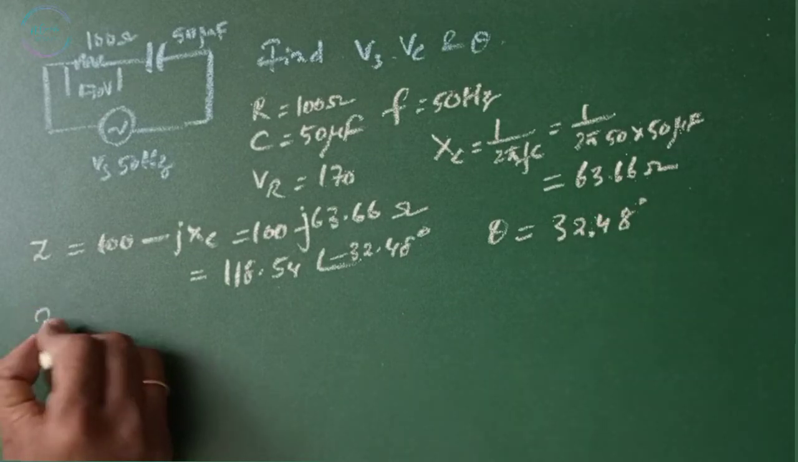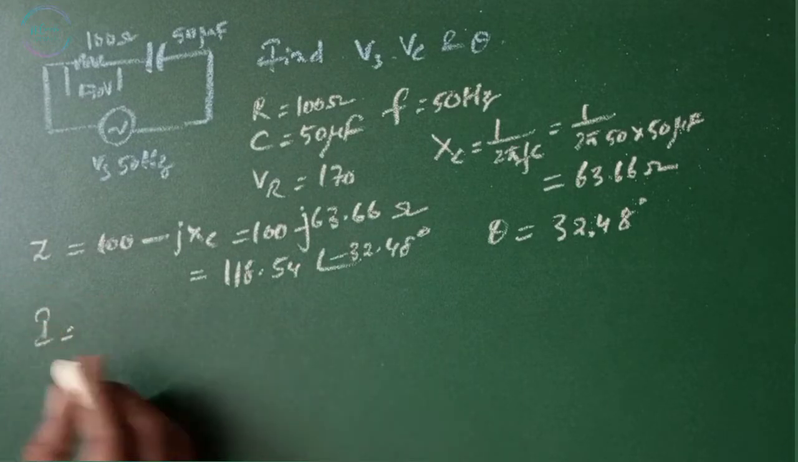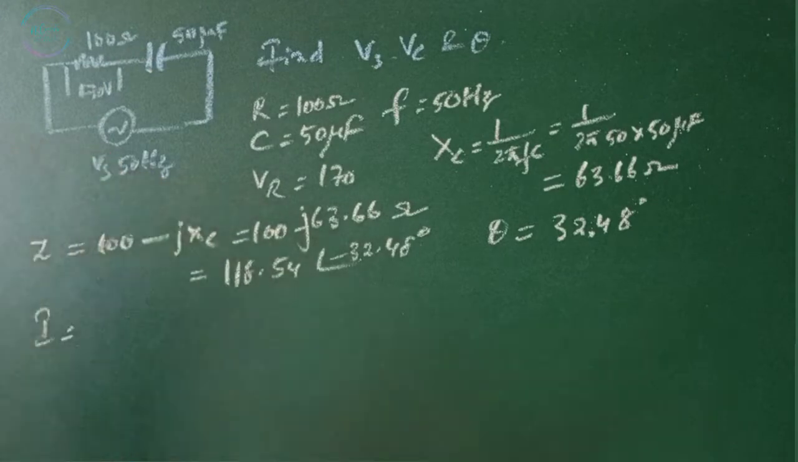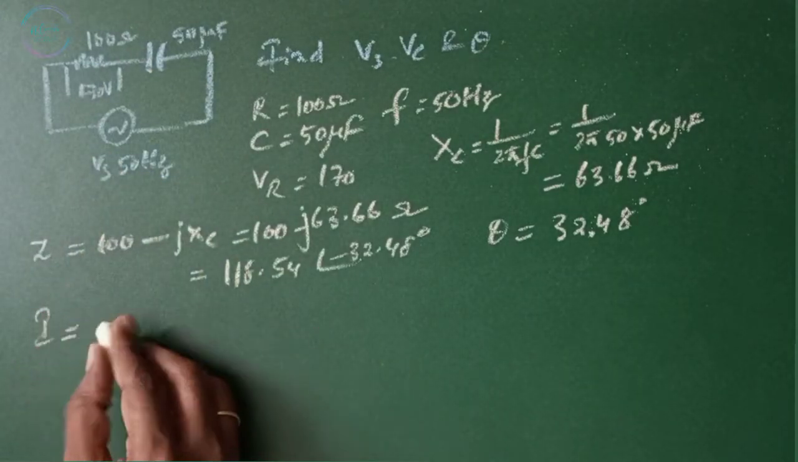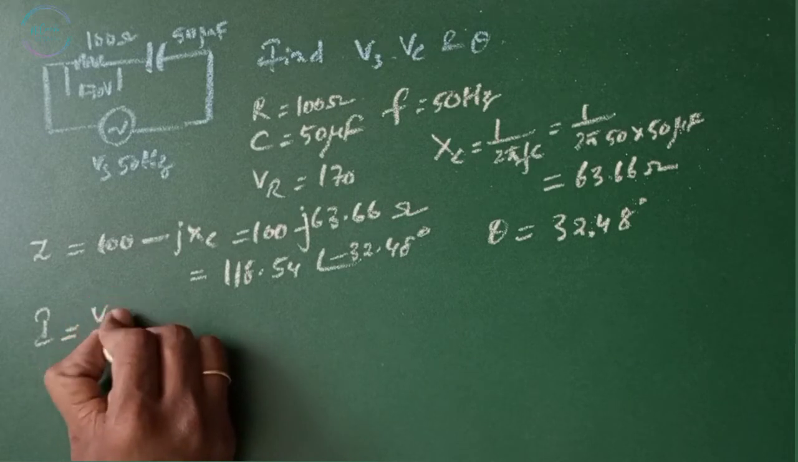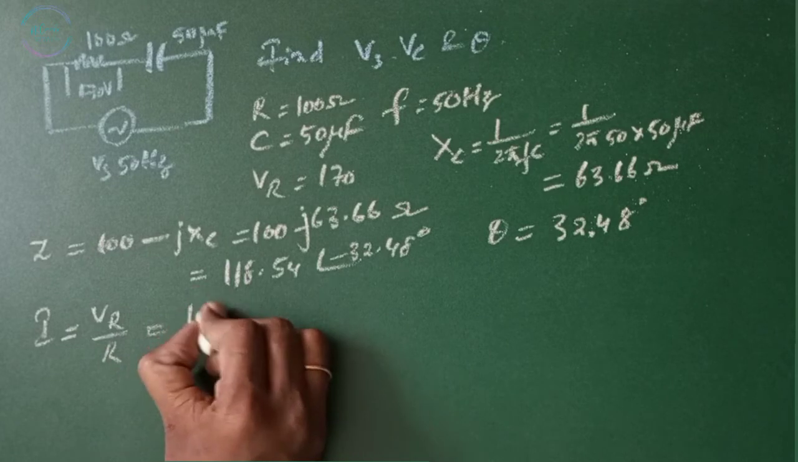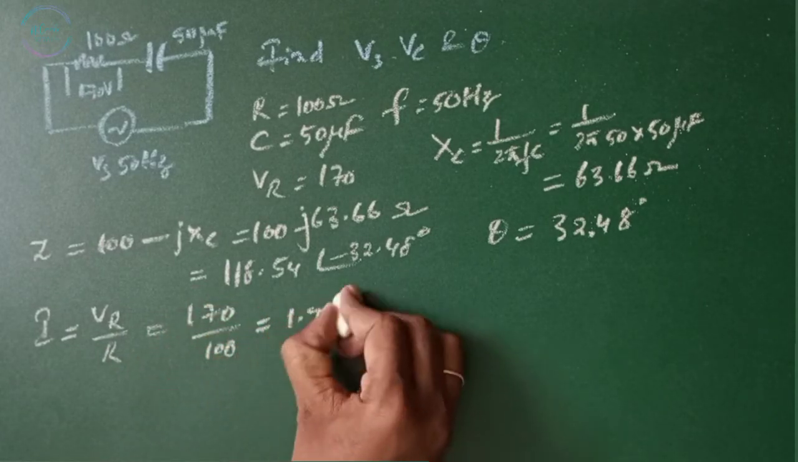The current I is given by, the current flowing through this circuit is constant, or the current flowing through the resistor equals current flowing through the capacitor equals current flowing through the entire circuit. So current flowing through the circuit is given by the voltage across the resistor divided by the resistance, that equals 170 divided by 100, which is nothing but 1.7 amps.